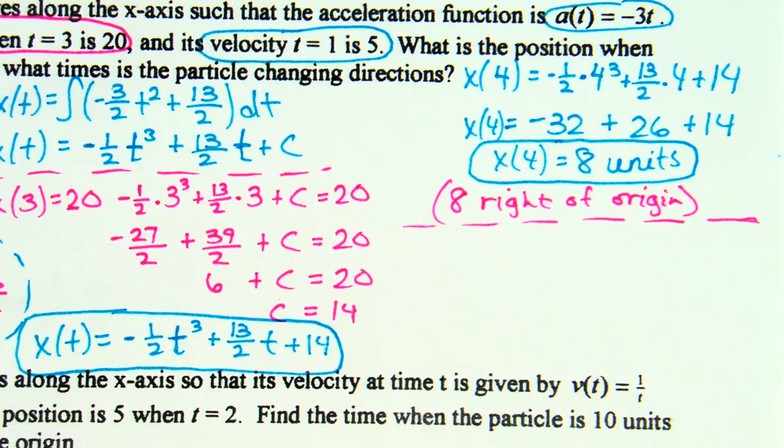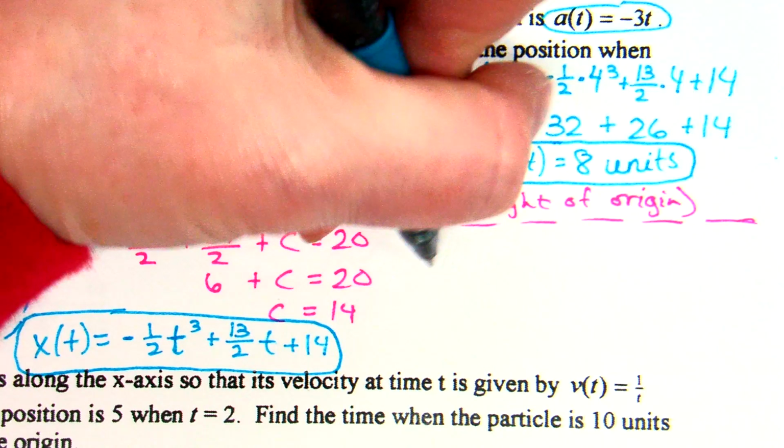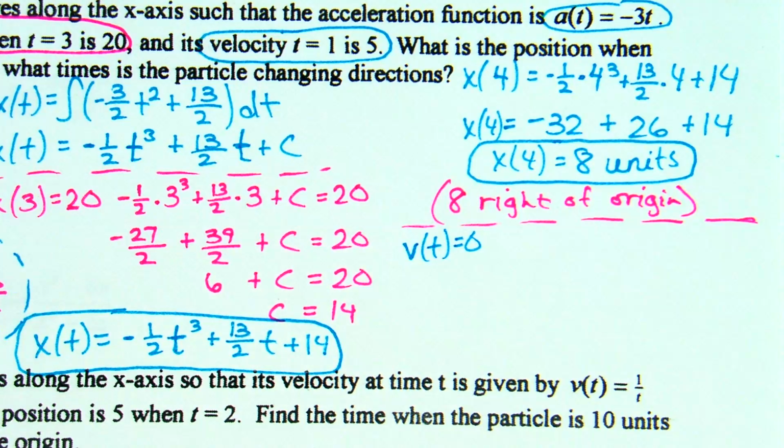How do we do this? Set velocity equals 0. When a particle is changing direction, what has to happen? Well, it has to stop, right? It stops momentarily as it turns around, and so that velocity is 0. So when you're asked about changing directions, you're looking for velocity, v of t, equal to 0. So we had a velocity function somewhere, right?